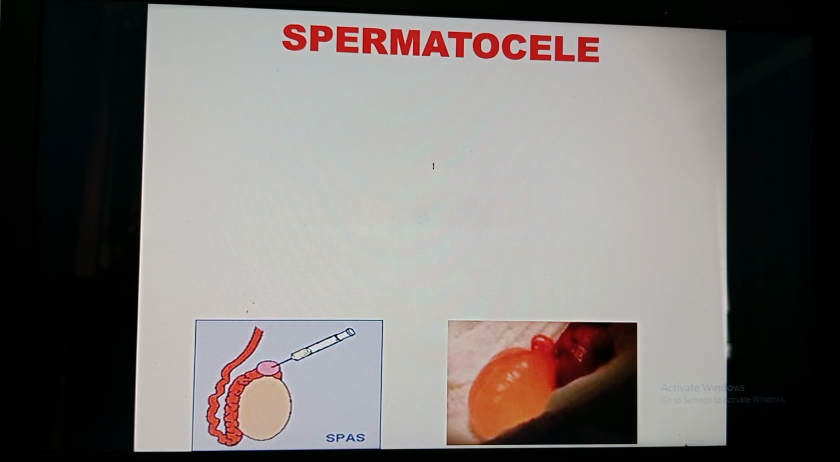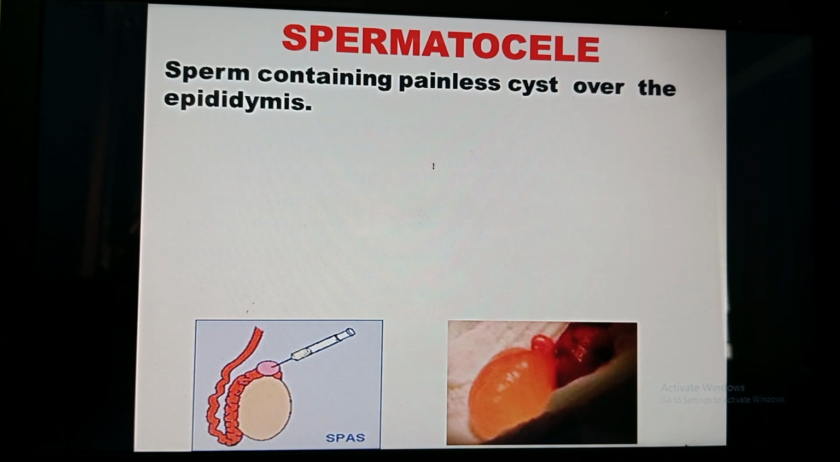Spermatocele. Cele means, as I said, collection. So spermatocele means it is a sperm-containing painless cyst over the epididymis. In the picture you can see the cyst is situated just above the testes, and the epididymis is situated behind the testes. So here you can see the cyst.